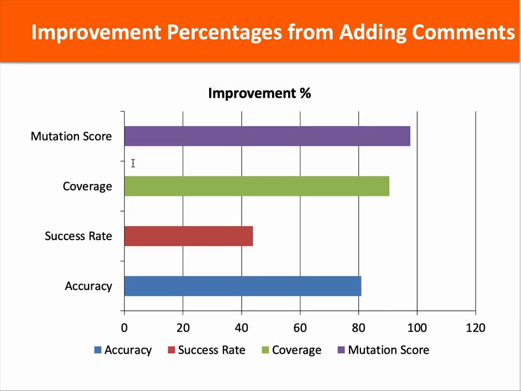Now let's take a look at the improvement percentage by adding some comments. So you can see the accuracy improves by 82%, the coverage improves by 91, the mutation improves by 97%. The message is super clear. Comments don't just help a little, they fundamentally can transform the test quality.